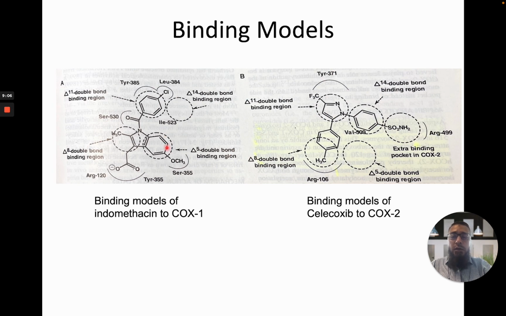This is the binding model between COX-1 and COX-2. You can see this is the example of Indometacin, right? And this is the example of the selective inhibitor, right? These are the functional groups which bind with the amino acids of COX-1, and these are important functional groups. For example, the double bond binding region, this one, and then this aromatic ring binds with tyrosine and leucine. These are the different functional groups which bind with the amino acids of COX-1, and the same in the case of the COX-2 binding model of the Salicylate.